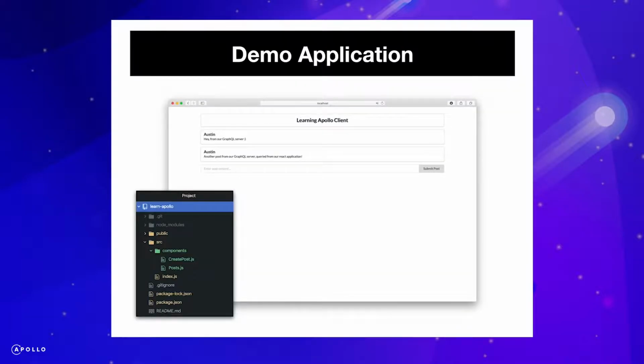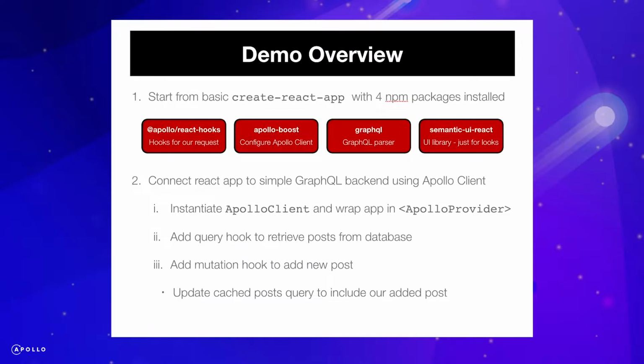We will build a very basic demo application to allow us to focus on using Apollo Client. It will have just two components, one for retrieving our posts from our backend and one to create new posts. I will start from an application made using the Create React App CLI, the four listed packages, and basic styling of our posts and create post components. We'll follow the steps outlined to implement our Apollo client.